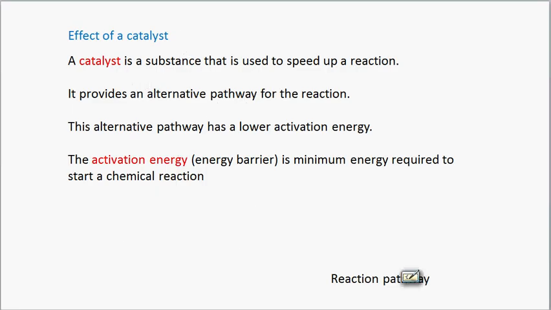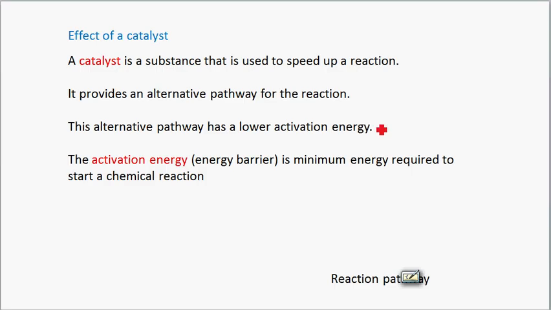Now, we also need to know the effect of a catalyst. How does it affect the energy profile diagram? Now, the first thing we need to know is, what is a catalyst? A catalyst is something that is used to speed up a chemical reaction, and what it does, it provides an alternative pathway for the reaction. But this alternative pathway has a lower activation energy.